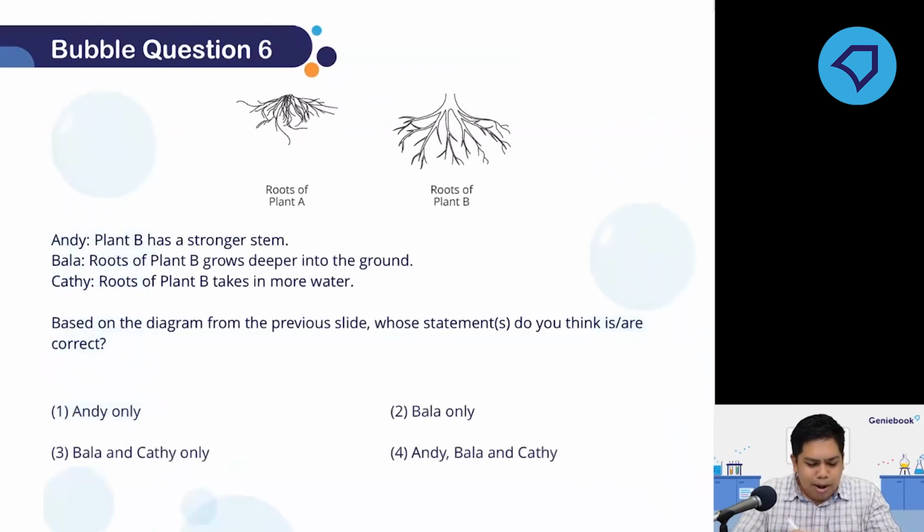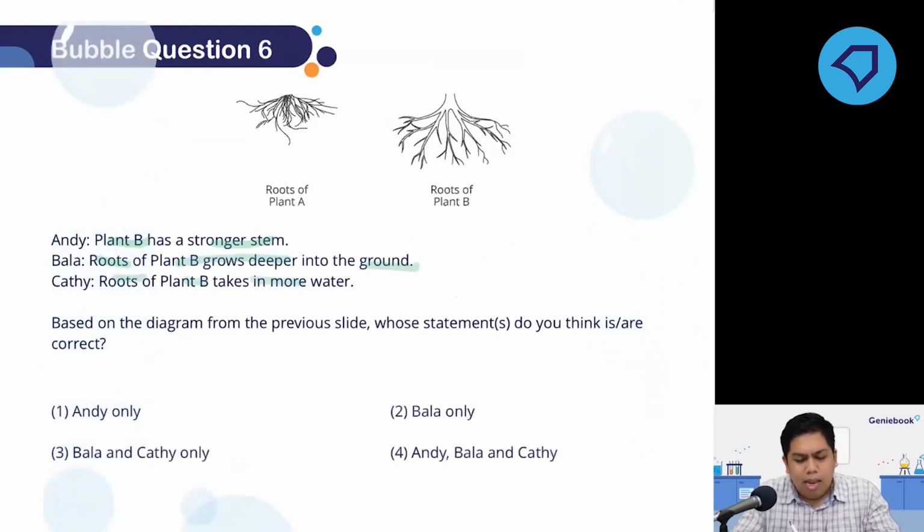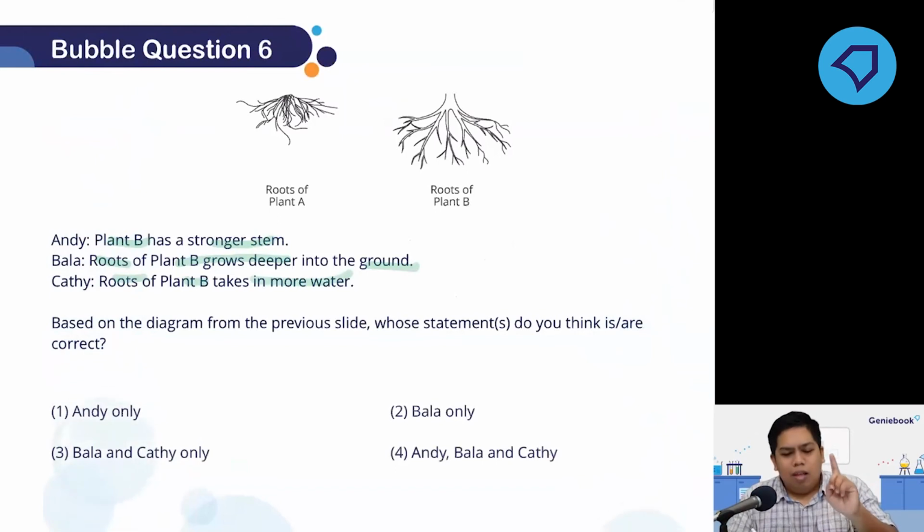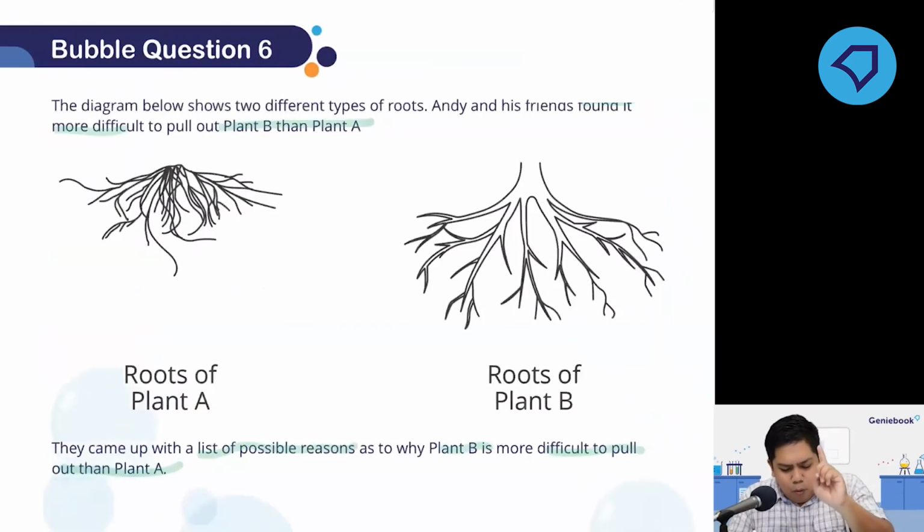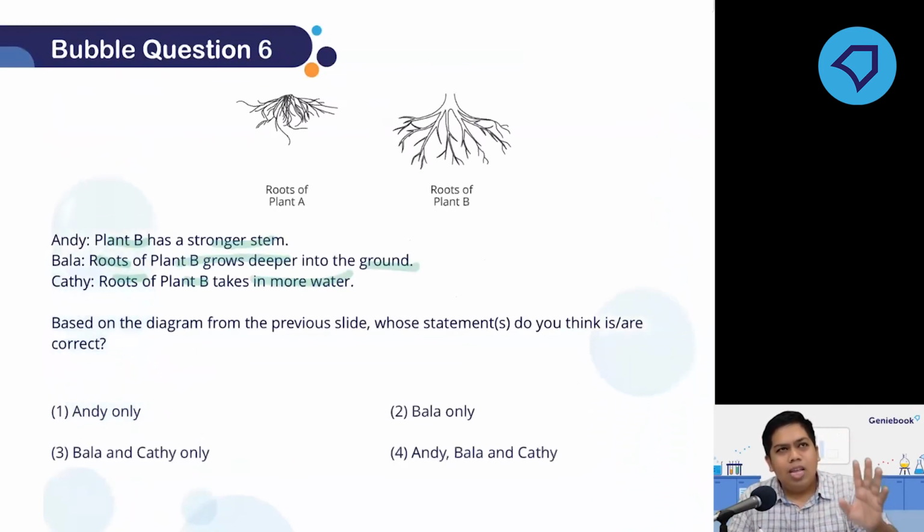Andy says plant B has a stronger stem. Bala says roots of plant B grow deeper into the ground. Kathy says roots of plant B take in more water. So it is about why plant B is more difficult to pull out than plant A. Based on the diagram above, the previous slide and their statements here, whose statement do you think is or are correct? I will start the timer right now.